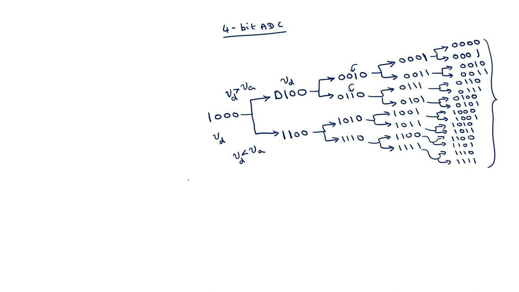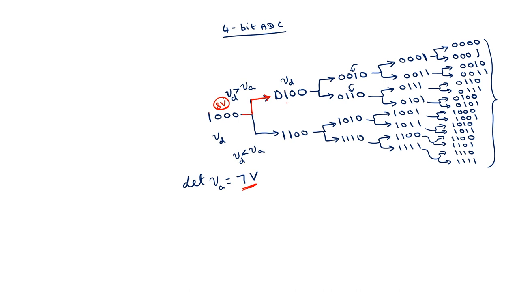Let us take VA equal to some 7 volts. Then what will be the path? The initial value of this, the digital equivalent, is 8 volts. Compared to 7 volts, this is greater. So what will we do? We'll reset this. This is the path, because this is greater than the analog voltage. So we'll reset the first bit and we'll set the next bit.